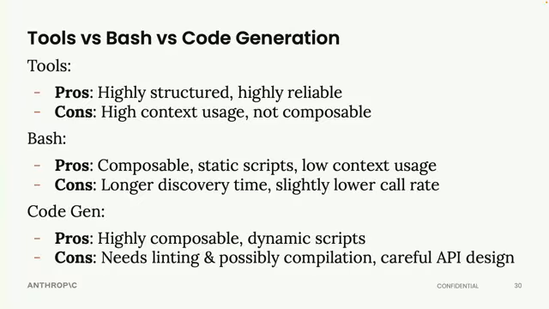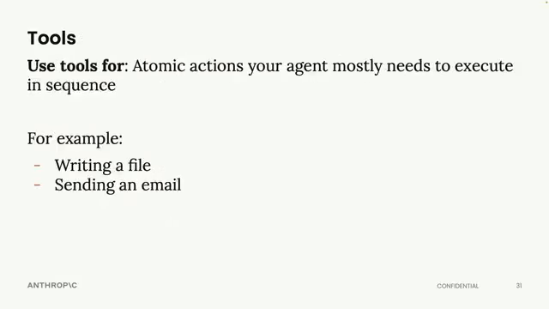And then finally, code gen. Highly composable, dynamic scripts. They take the longest to execute, right? So they need linting, possibly compilation. API design becomes a very, very interesting step here, right? And I'll talk more about how to think about API design in an agent. But yeah, I think this is the three tools you have.